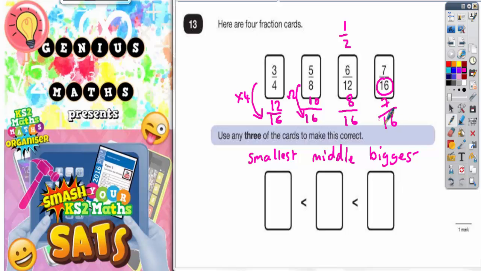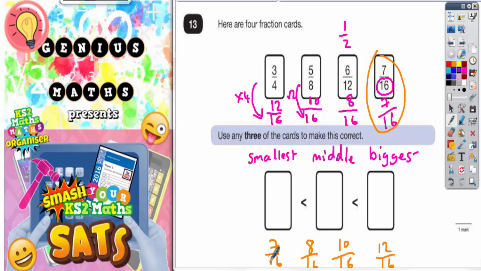Now you've got them all in sixteenths, you can see that this one here is the smallest. Okay, so we're just going to write them out in order of size now. So we've got 7 sixteenths, then we've got 8 sixteenths, then we've got 10 sixteenths, and finally the biggest one, we've got 12 sixteenths. Now obviously when you write in these boxes, you've got to put the original fractions, not what it is out of 16. So you could put any combinations in here as long as it's in this order.